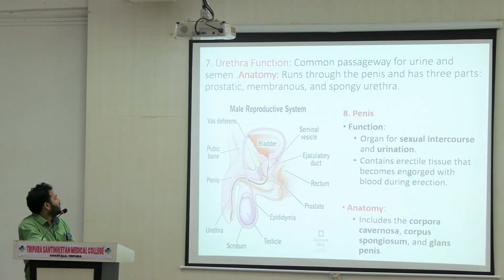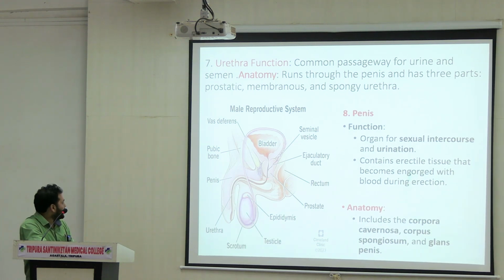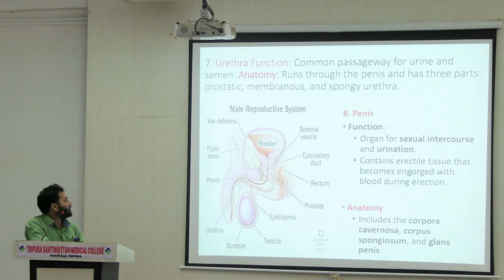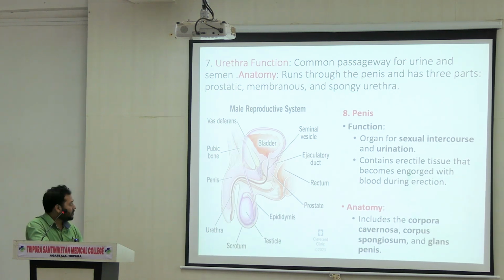Next part is the urethra, right? So this is the urethral canal or urethra. As I mentioned, it performs two different functions, mainly the release of semen, along with the release of urine. Here you can see this runs through the penis and has three different structural parts. And if you see the functional features, it acts as a common passage for urine and semen.